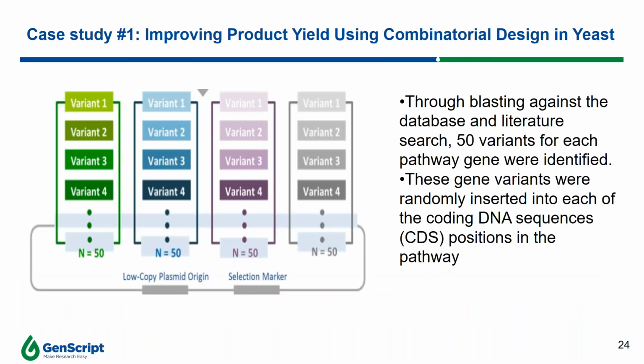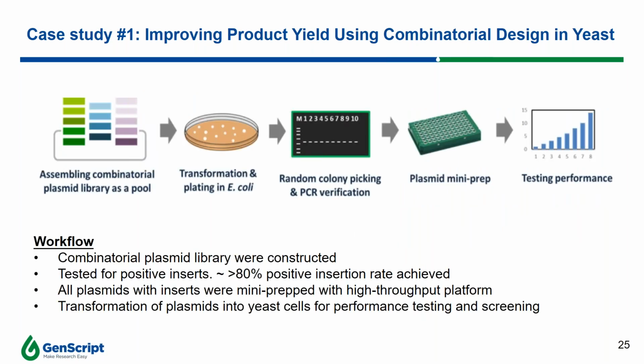To do that, the client identified 50 variants for each of the pathway genes through blasting against the database and literature search. And these gene variants were then randomly inserted into each of the coding DNA sequences positioned in the pathway, so you can imagine it involves a large library size with different combinations. So by utilizing our in-house technology, we helped this client to construct the combinatorial plasmid library. And this library was then transformed into E. coli and grown on a plate.